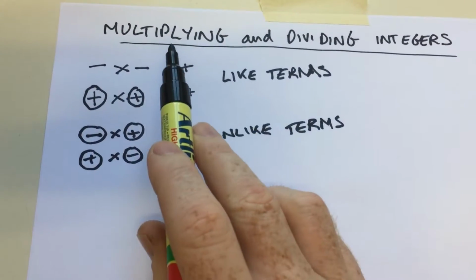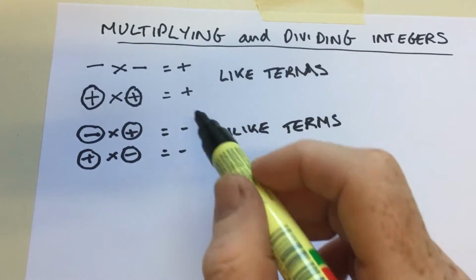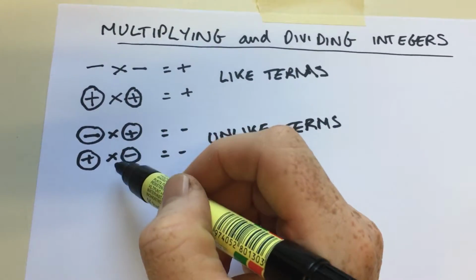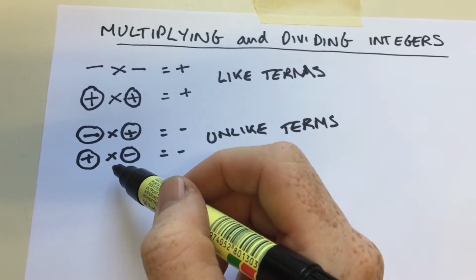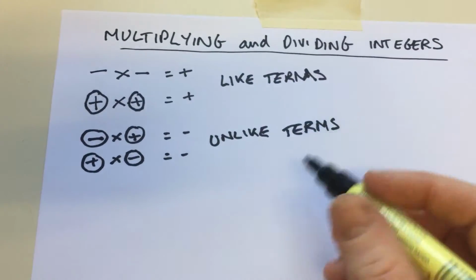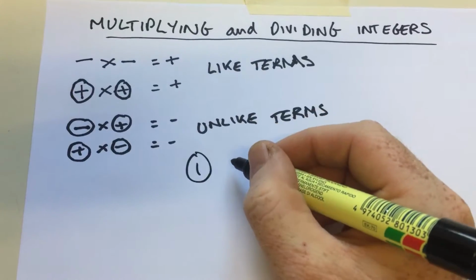Remember, this is only for multiplying and dividing integers. So your first question is, am I multiplying or dividing something? If you are, then this rule applies. So let's have an example. Let's have an example 1.